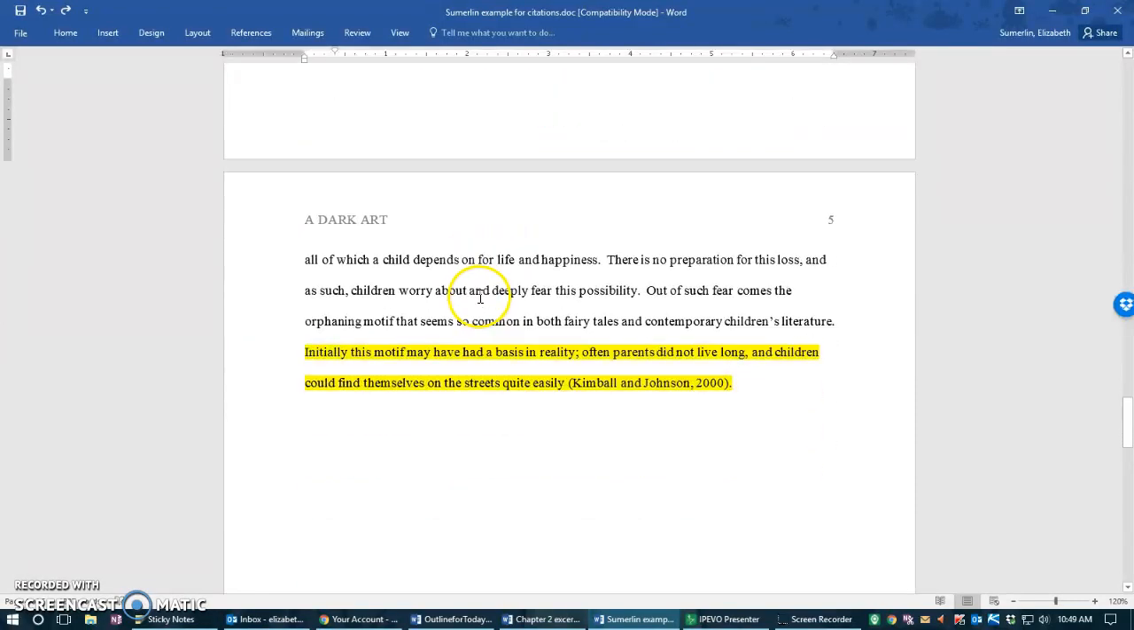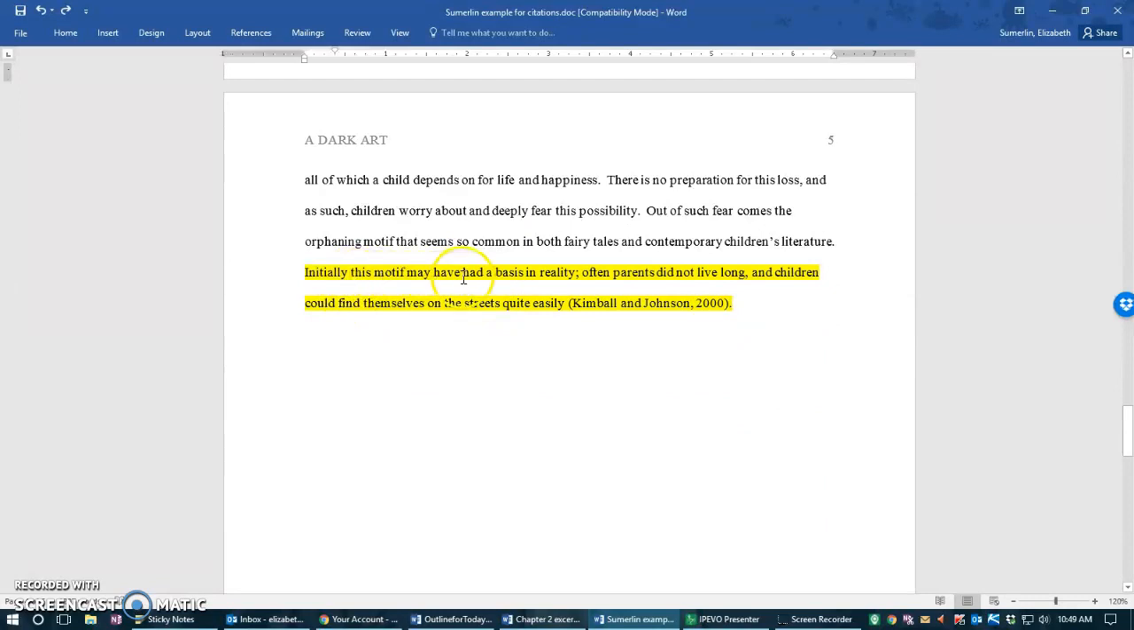All right, continue to scroll. "Initially, this motif may have had a basis in reality. Often parents did not live long and children could find themselves on the street quite easily." That's depressing, but that's what this paper is about. But right here, we have a citation. You might notice there are no quotes. That's because this is a paraphrase citation.